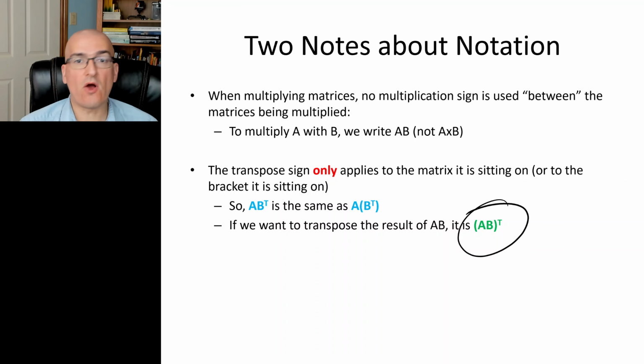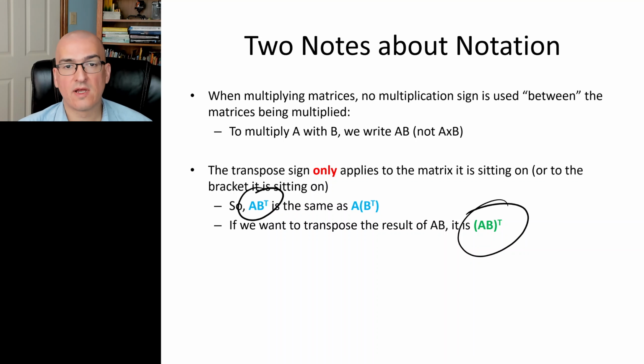If you want it to apply to both things, you need to put brackets around it. So A times B all transposed, if you want that instead of A multiplied by just B being transposed, you need brackets to indicate that. It's actually better to circle those two because that's how we would typically write A multiplied by only B being transposed compared to A multiplied by B and then that being transposed.